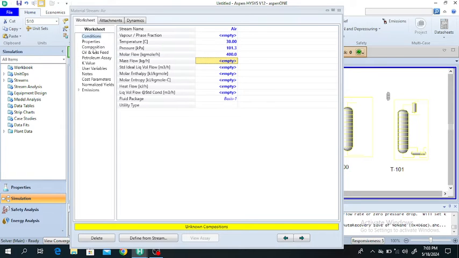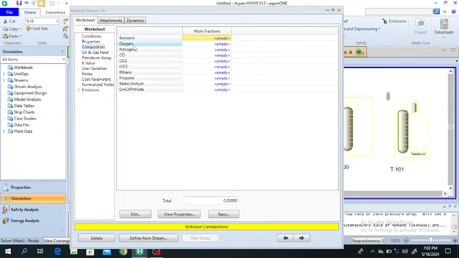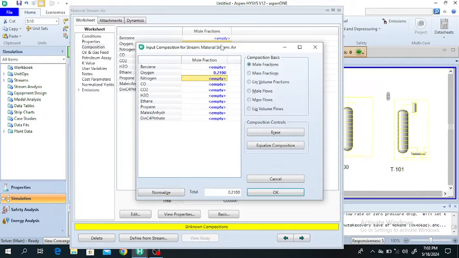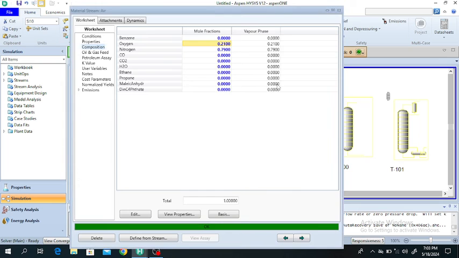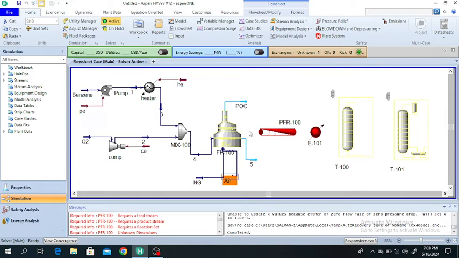So okay, and go to the composition of air. Air consists of, as we know, 21% oxygen and 79% nitrogen, but in some cases air consists of 78% nitrogen and the remaining is oxygen. So I'm assuming 79% nitrogen and 21% oxygen. Okay. Now double click on the fired heater.